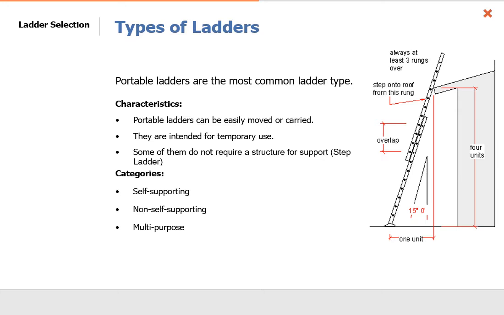Portable ladders are the most common ladder type. Some of their characteristics: portable ladders can be easily moved or carried. They're intended for temporary use. Some of them do not require a structure for support, like a step ladder. Some of the categories that fall under this are self-supporting, non-self-supporting, and multi-purpose.